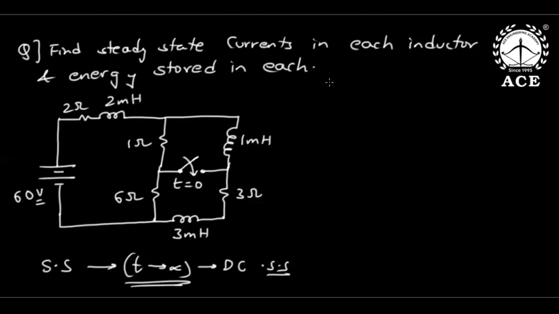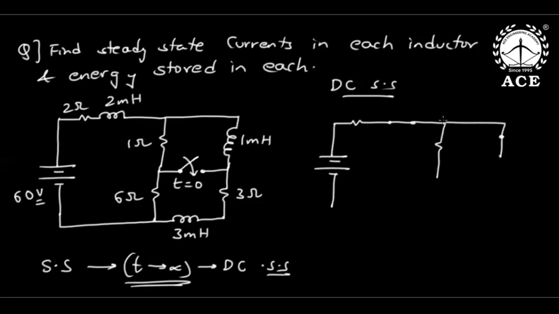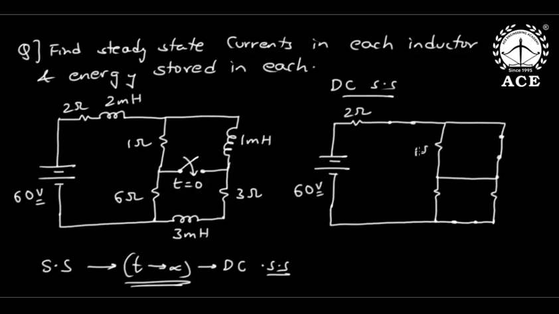So if I go directly to DC steady state, that means the switch has closed and the transients are over, then all inductors act like short circuits. Here also, the inductors act like short. This is 60 volt, 2 ohm, 1 ohm, 3 ohm, 6 ohm. All inductors act like short circuit.